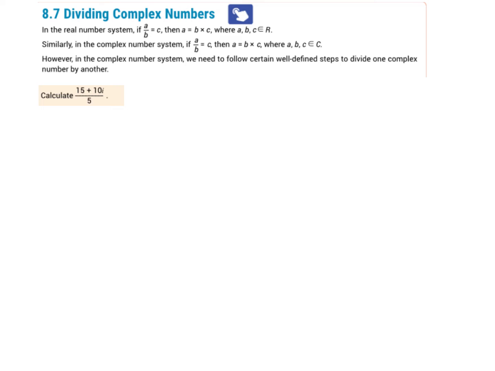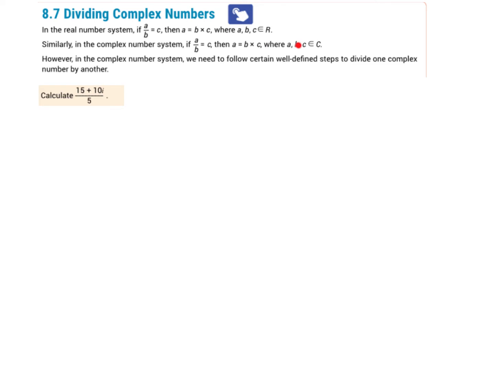So you can see here, in the real number system, if A over B is equal to C, then A is equal to B times C. All we're saying is that we can rearrange it by multiplying everything by B to get it to the top here, and then A is equal to B times C. We've done that, okay? If this is the same in the complex system, then it's exactly the same sort of idea, okay?